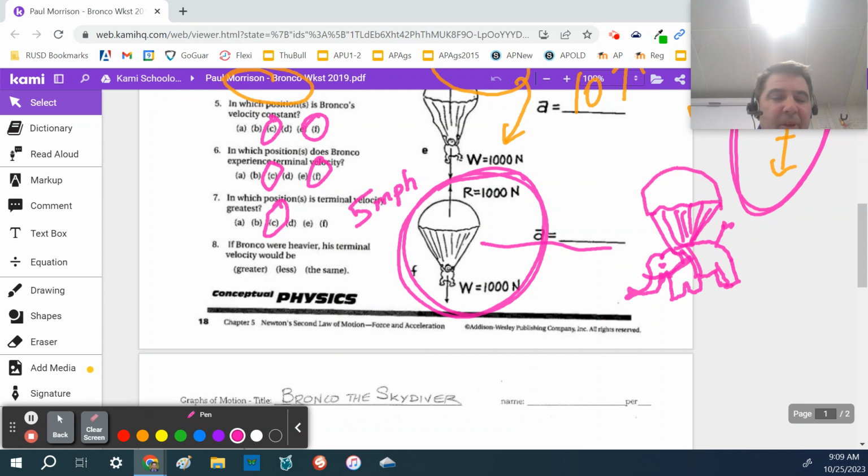If Bronco were heavier, his terminal velocity would be greater, right? And then you can compare that. If it was a mouse, his terminal velocity would be less. So terminal velocity is basically a product of your shape, right? The parachute has this big open shape, but then also your weight.